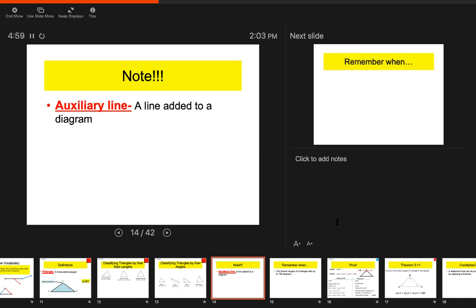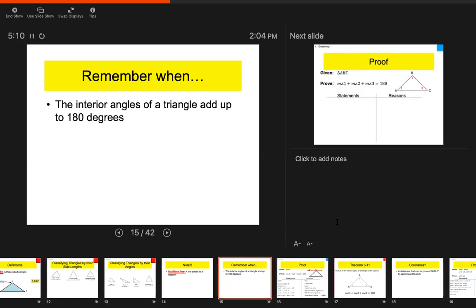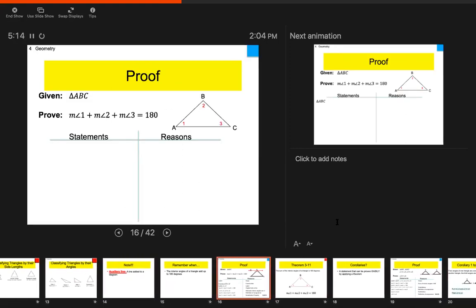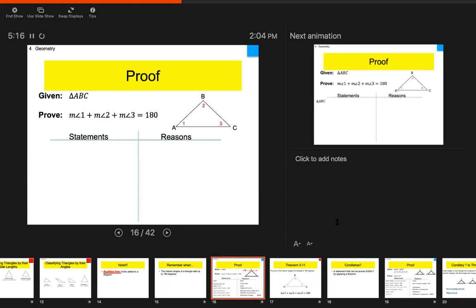Okay. All right. So we will use auxiliary lines and auxiliary points throughout. I don't think we ever draw an extra angle, but we will do auxiliary lines and points. All right, and then remember we did prove this. I'm not going to go through the proof again, but just remember the sum of the interior angles of any triangle is 180.